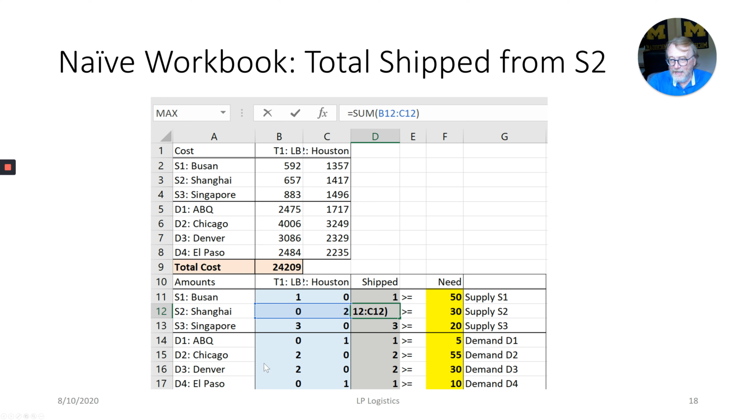So that's my supply. Demand is, well, how much does Albuquerque get? Albuquerque gets 0 plus 1 or 1, Chicago gets 2 plus 0 and 2, and so on. So this is how much is arriving in the different US cities. And again, these are all bigger than or equal to signs.